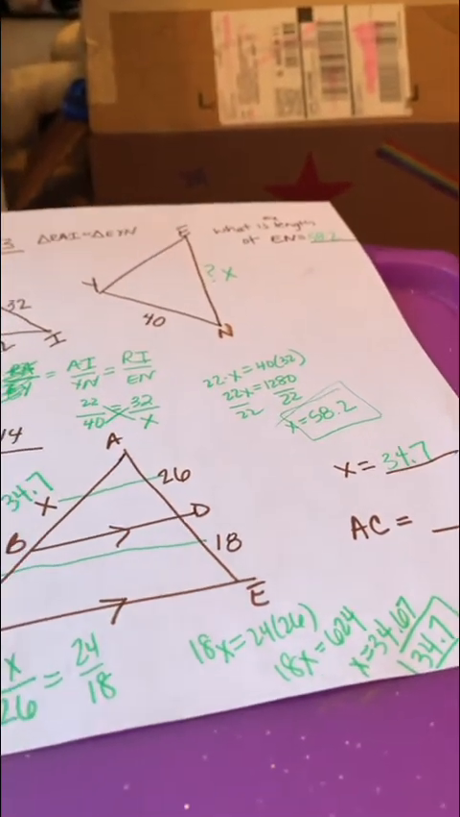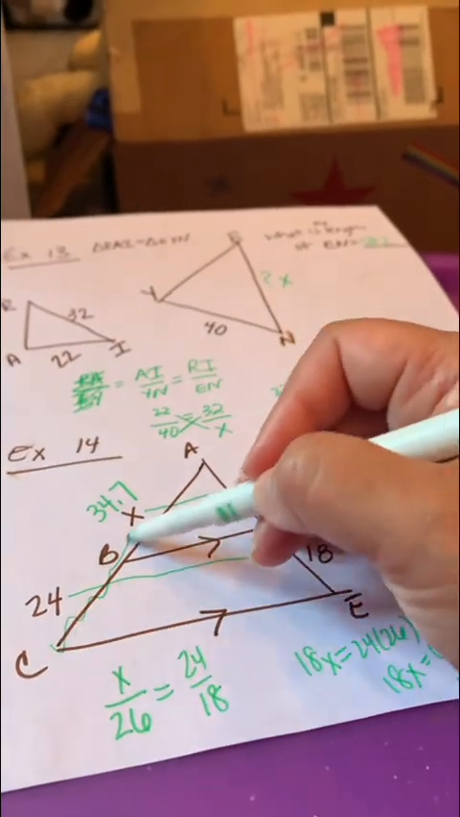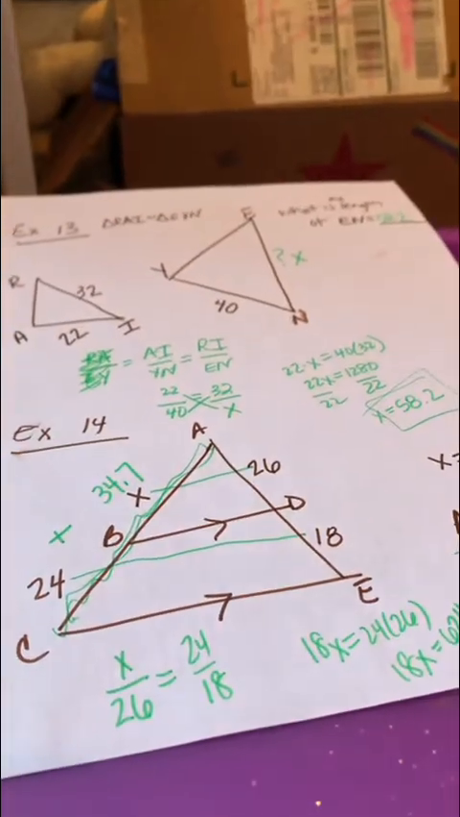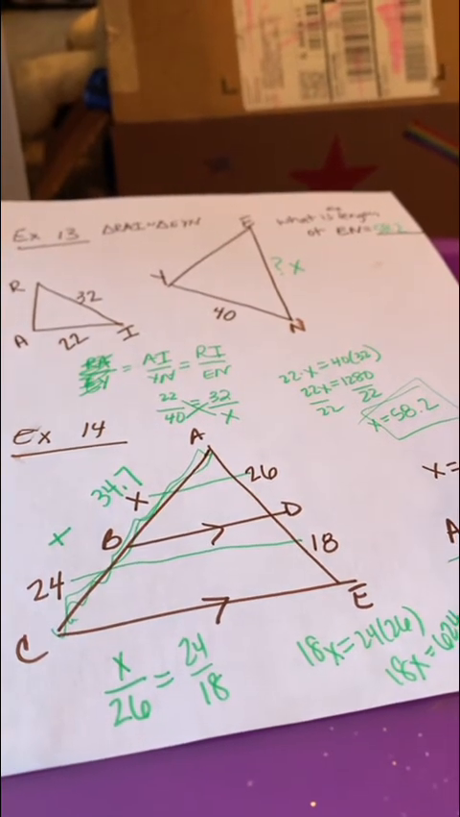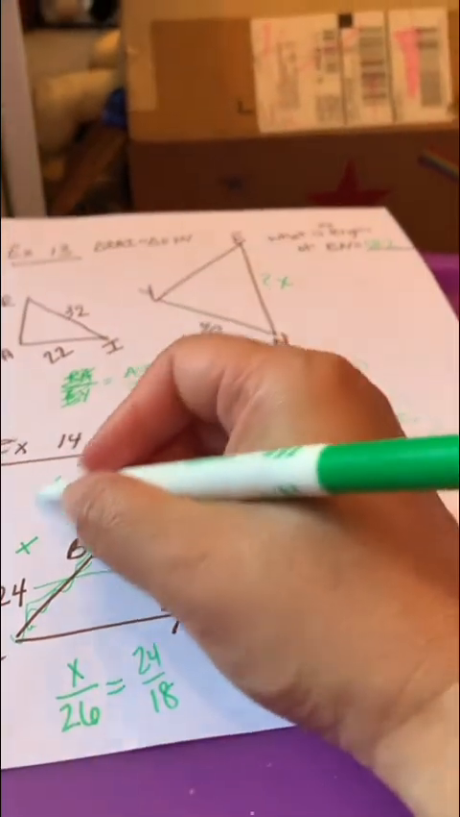Now the last thing here is, I got the missing piece, but one of the parts is asking me how much is the total. So get the part and then add them up, and you would get 58.7. All right, so add up those two to get A to C.